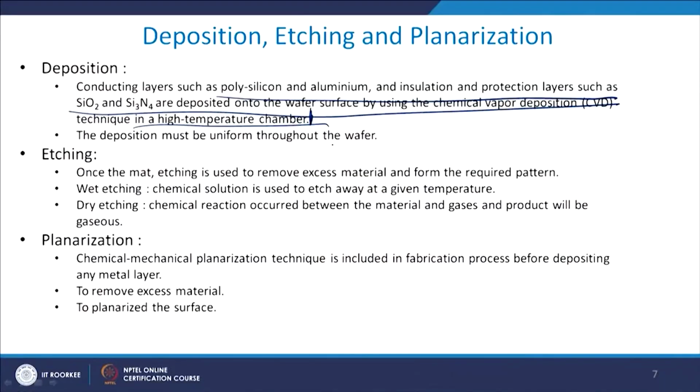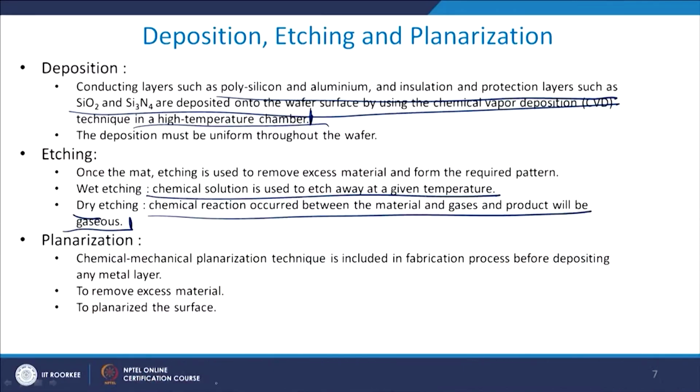In wet etching, we use a chemical solution to etch away at a given temperature, whereas in dry etching, a chemical reaction occurs between the material and gases, and the products are gases themselves. Seldom do people use dry etching; most people use wet etching, because it is relatively simple, but the cost you pay for it is that you are not very accurate in terms of appropriate etching, right.